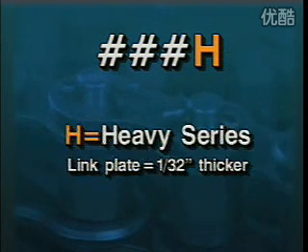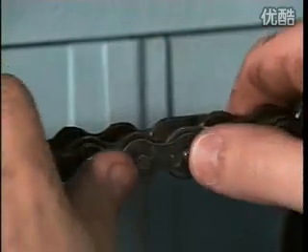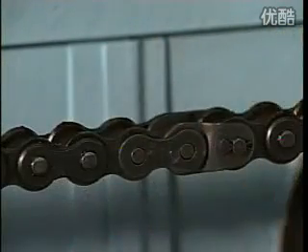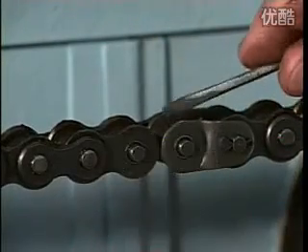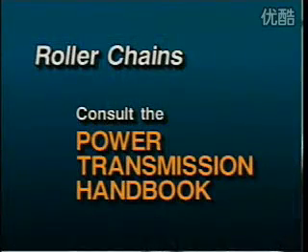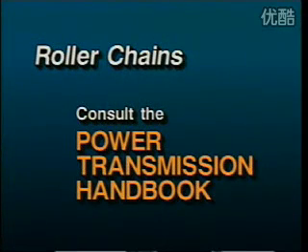When the letter H follows a chain number, this indicates a heavy series, with link plates of 1/32 of an inch thicker than a basic chain of the same pitch. By identifying the correct ANSI numbers, all chains and sprockets can be installed and replaced without concern for matching different manufacturers' components. For more information on roller chain, consult the Power Transmission Handbook.